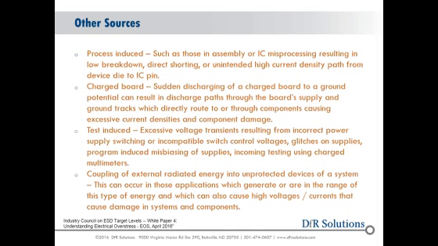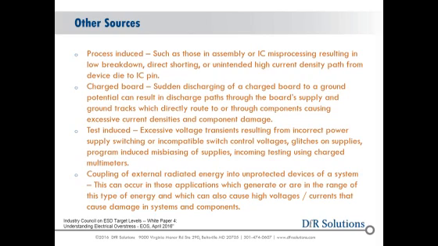Other things to look at are process-induced causes. These could be assembly or IC misprocessing resulting in a low breakdown or shorting. It might be a charged board. Jeff's mentioned that several times. Sudden discharging of the board to a ground potential can result in a discharge passing through the board's supply and ground tracks, which then route directly to or through components, causing excessive current densities and potential damage.